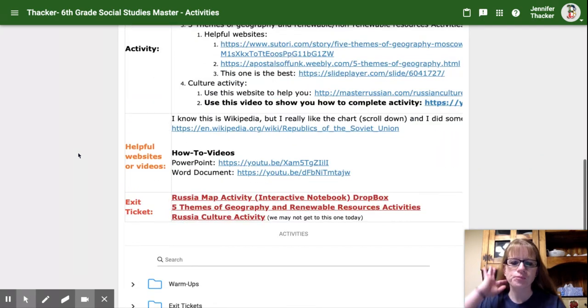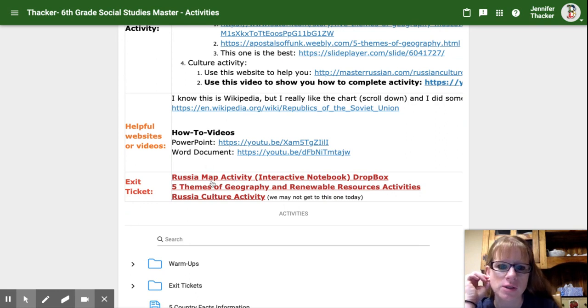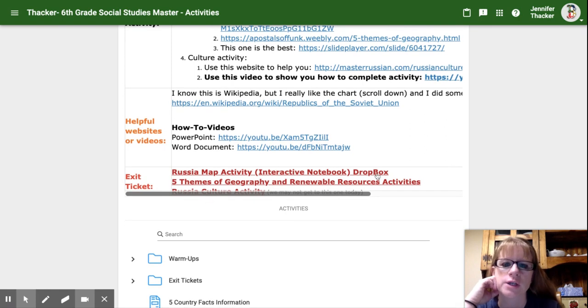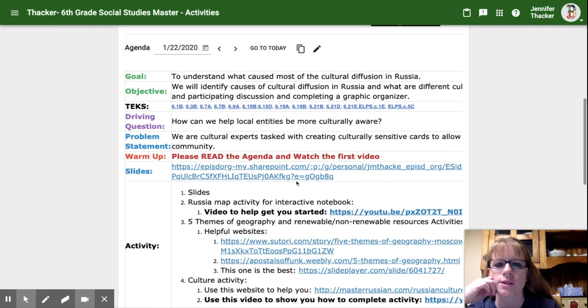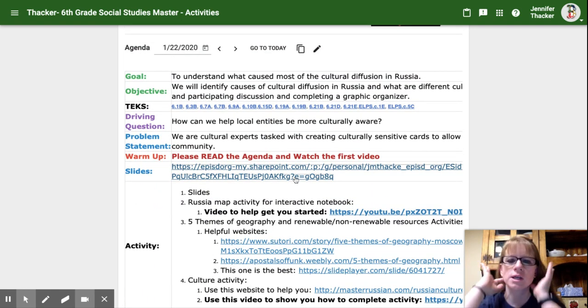Okay. So here are the three drop boxes that I was just talking about. So there is the Russia map, 5 themes of geography and renewable resources, and then the Russia culture activity that, again, you probably won't get to today. All right, so let's go into our slides for today.